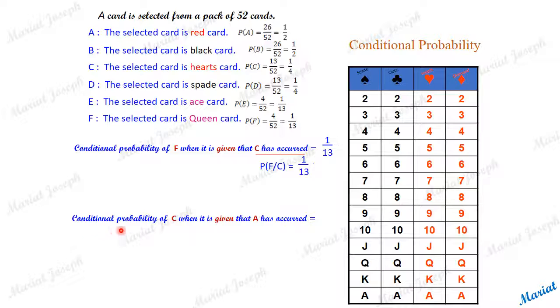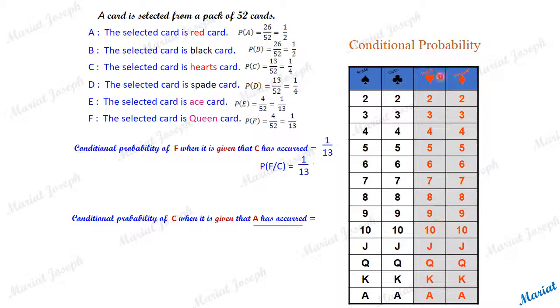Find the conditional probability of C when it is given that A has occurred. Now this time the given information is yet another one. A has occurred. What does it mean? The card that has come out in this experiment is already red, one of these. So this time we need to think of only these 26 cards.